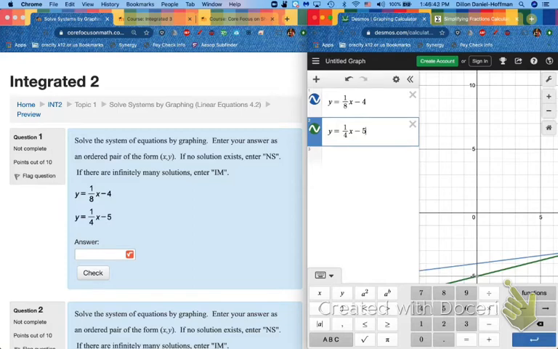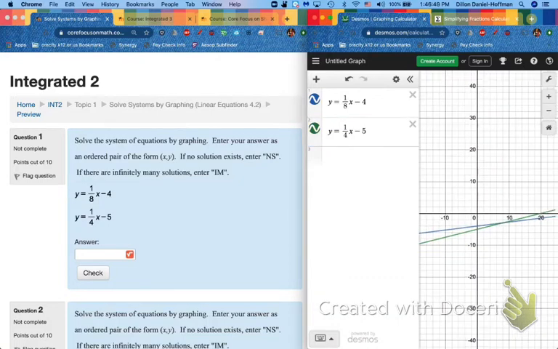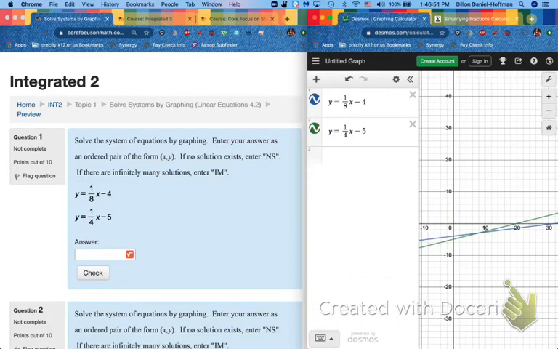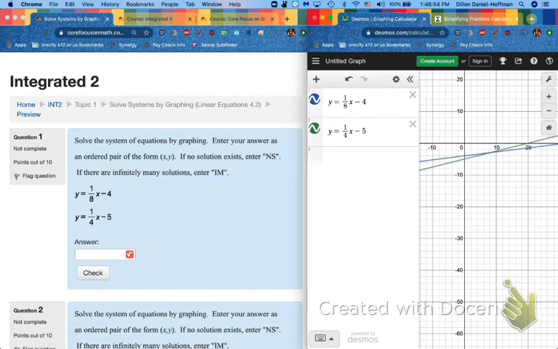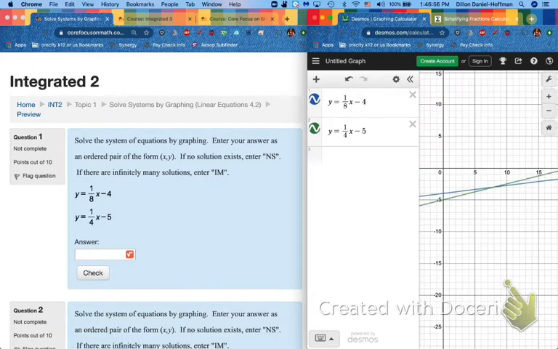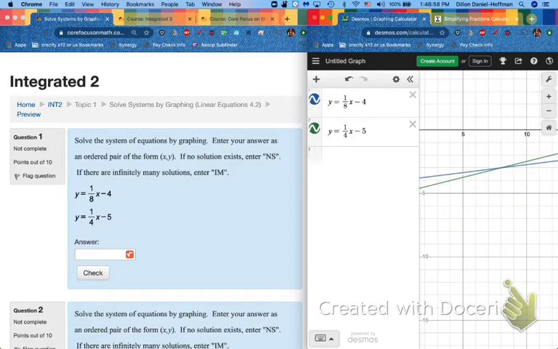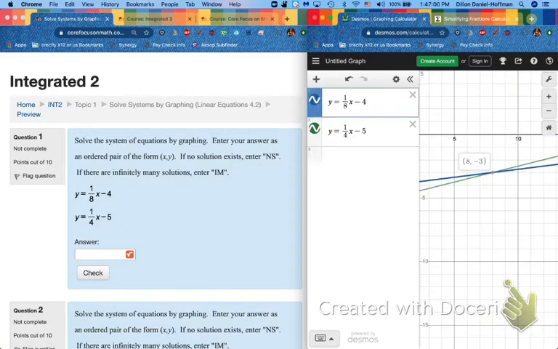I'm going to zoom out. You can either use your trackpad or you can hit this little zoom out button here. You can also just drag this over. I could drag this toward where they intersect and then zoom in by hitting the plus sign. So I'm going to do that. And then I click on the space where they touch, and it's (8, -3) in parentheses.